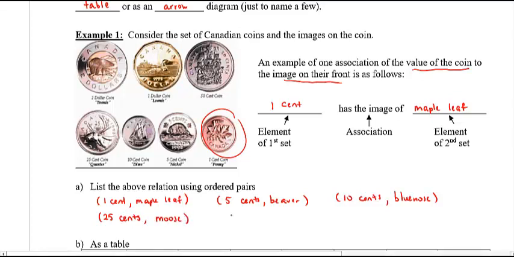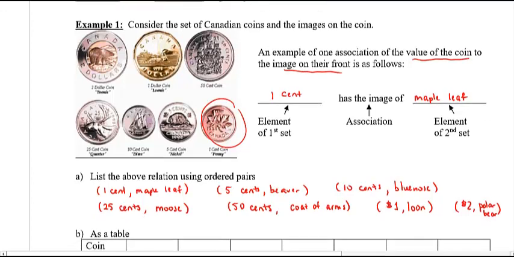Don't know if you've seen the 50-cent one before, but that is a coin that is produced, not really in circulation. That picture actually is called the coat of arms. Those of you who are taking social studies, talk to your social studies teacher to figure out what that's all about. And then we have the loonie, which is $1. And that's, of course, the loon. And then finally, we also have $2, which is the toonie, but it's actually the polar bear. So here is an example of me connecting the above relation using ordered pairs.